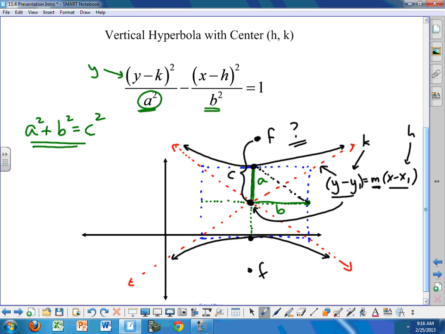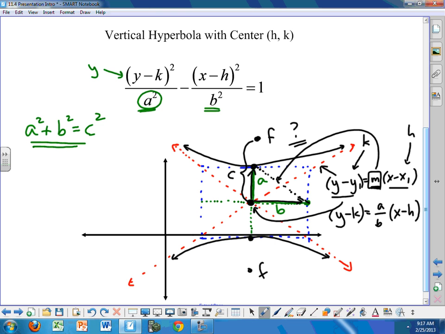Now if you're thinking ahead a little bit, you're going to say, wait a minute, isn't the slope of this line already in the picture? It's right here. The rise and the run are actually given in the equation. So not only is the center and all the other parts given, but the slope of our asymptote is also given. So in this case, this particular one would look like this: y minus k is equal to, and it's rise over run, or a over b, times x minus h. And that would be the first asymptote.